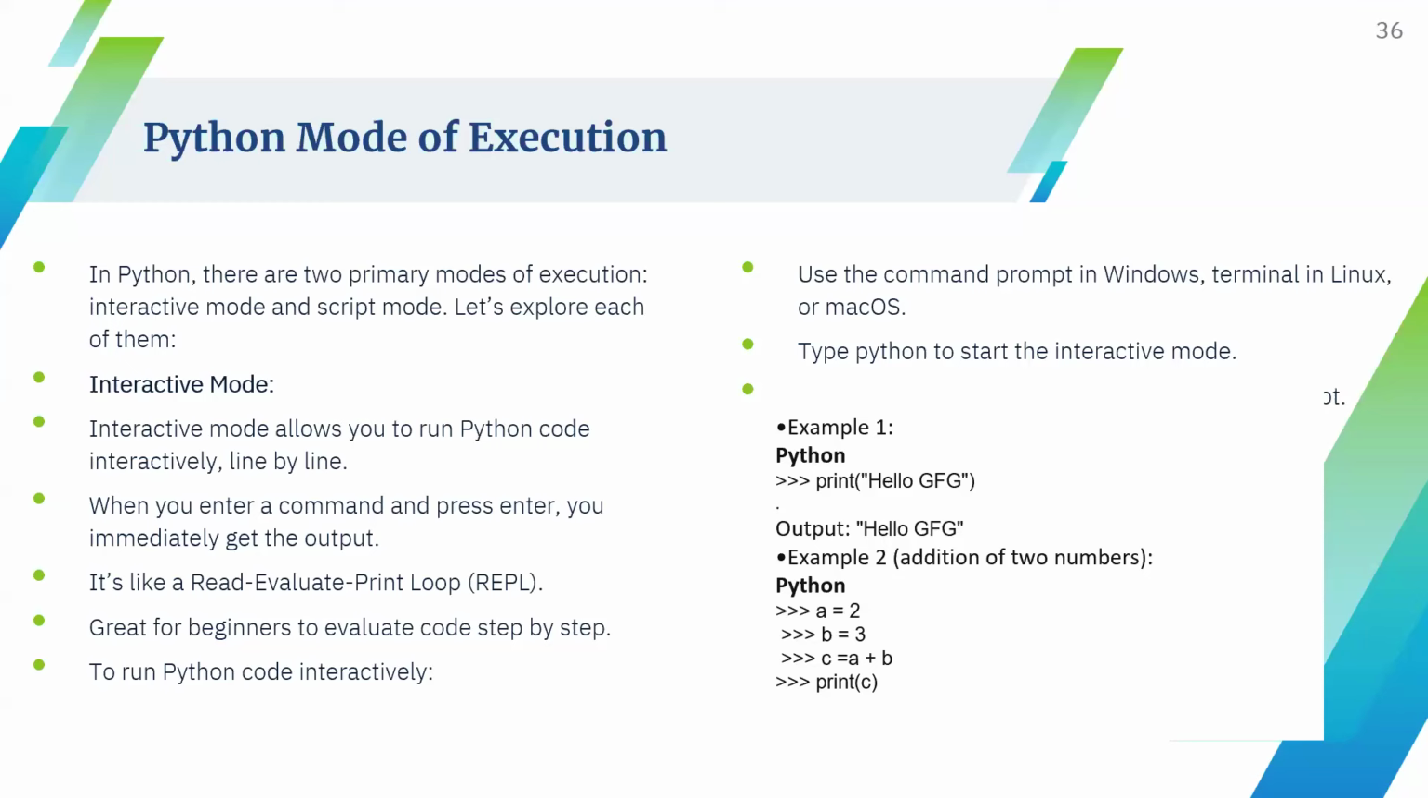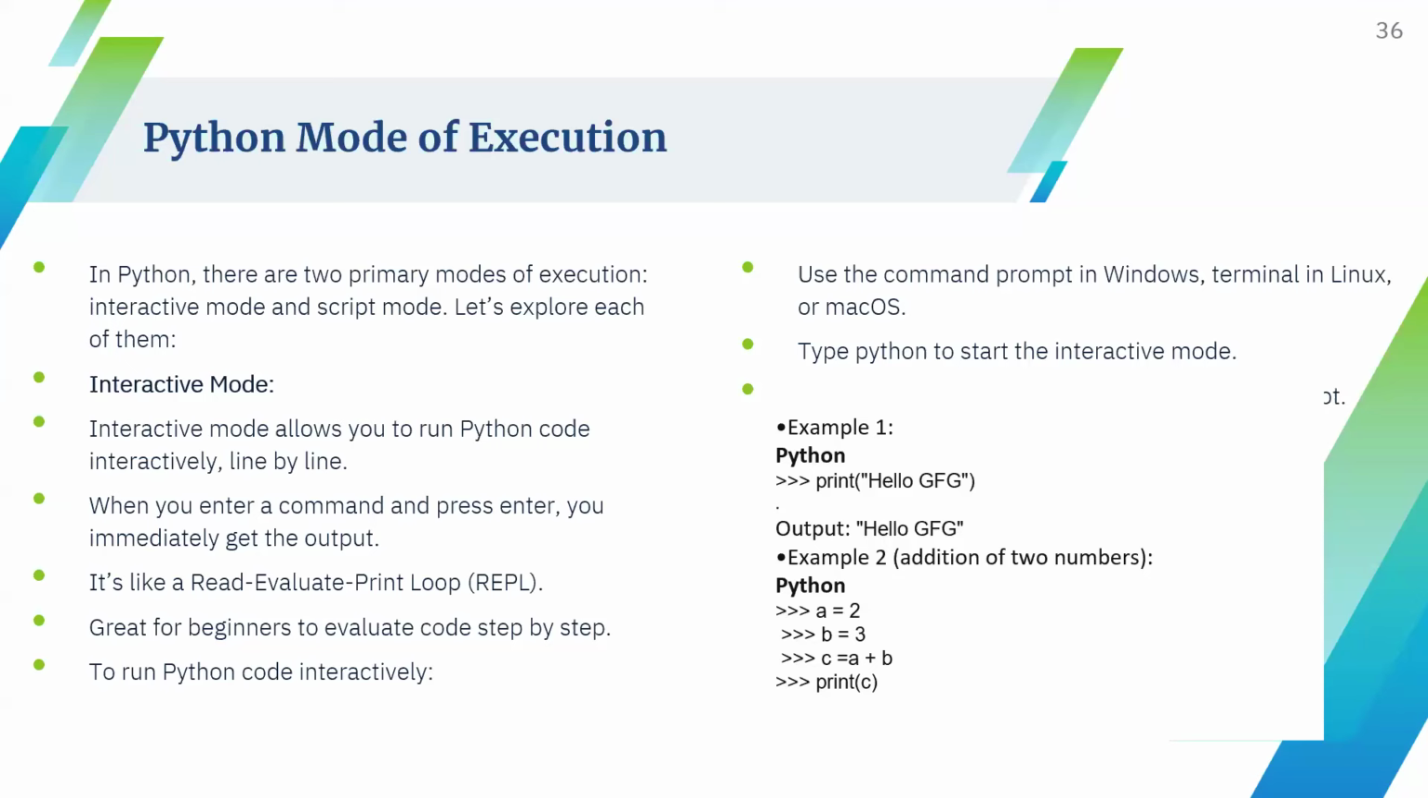Just now I showed you the interactive mode. Interactive mode allows you to run Python code interactively, line by line. Using Jupyter Notebook you can do it, and you can use IDLE too. You can write in interactive mode and execute line by line. When you enter a command and press enter, you immediately get the output. Just now, I showed you with Jupyter Notebook. Got it?